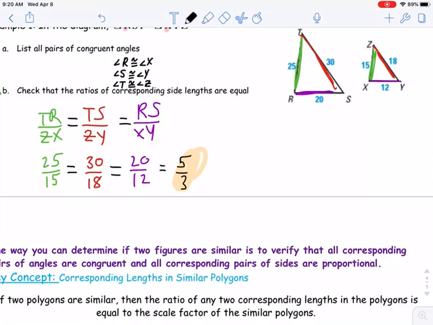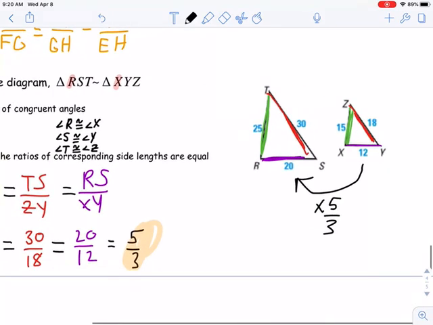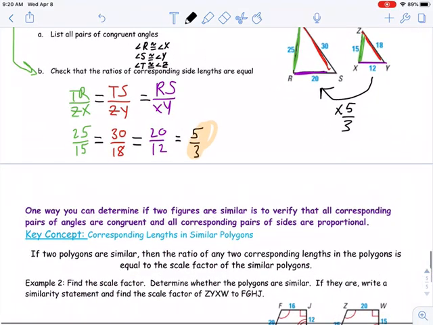All right, if I took this smaller triangle and multiplied everything by 5/3, I would get those side lengths right there. Or I could go the other way. If I wanted to go and reduce it, I'd be multiplying by 3/5. So it just depends on which way you're going. Am I enlarging it? Am I getting bigger? Well, I need to be bigger than 1. Am I reducing? Well, then I need to be smaller than 1.